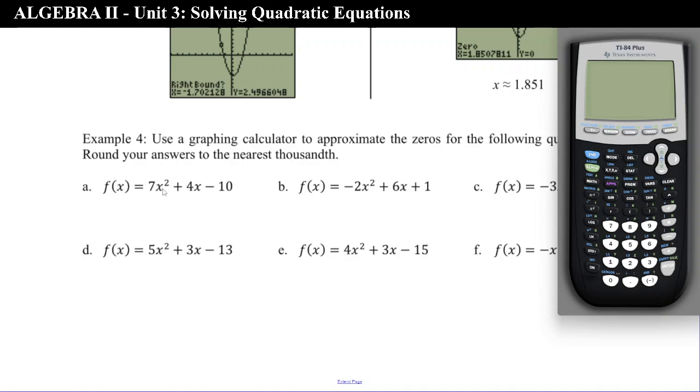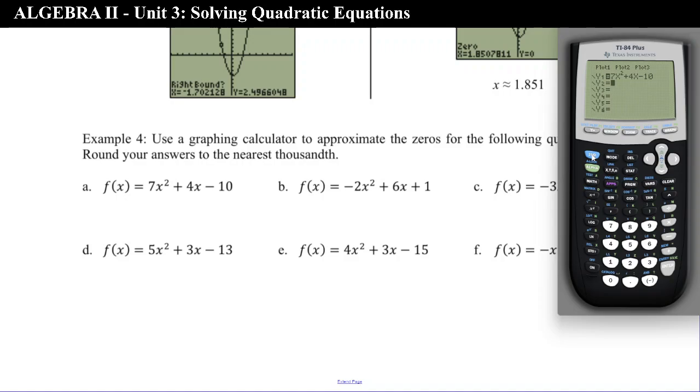x equals 7x squared plus 4x minus 10. So I'm going to turn on my graphing calculator. And here we are at our blank home screen. I'm going to hit y equals, because we need to put in what the function is first. So that's going to be 7x squared plus 4x minus 10. And I'm going to hit enter, and that puts in our equation for us.